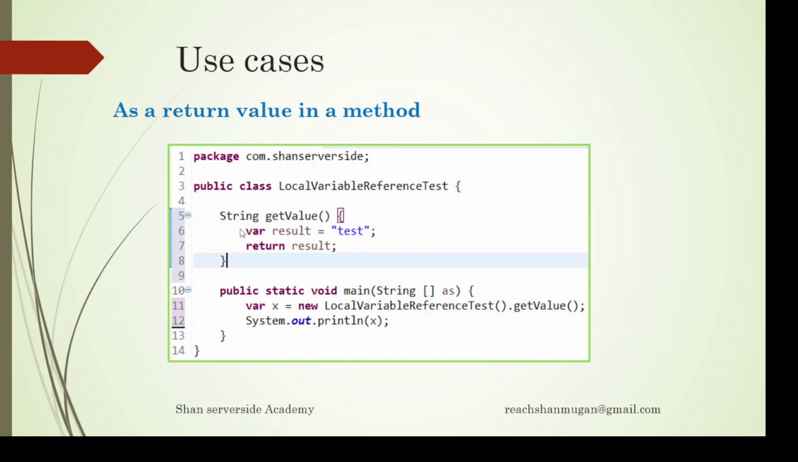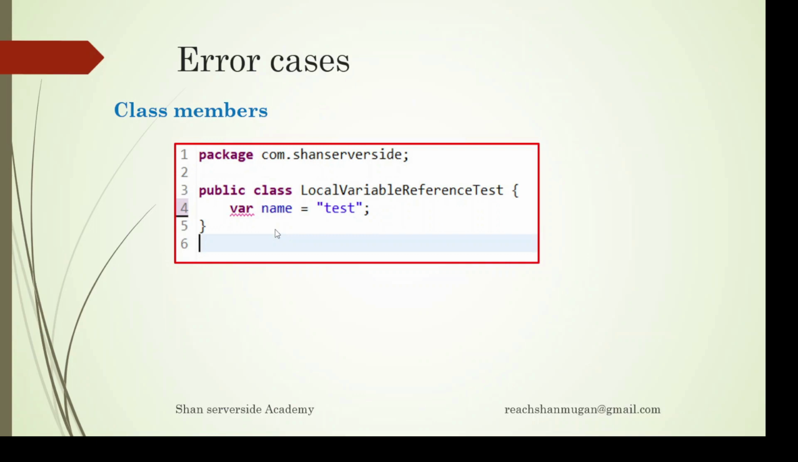And the next use case is that you can use it inside a method that returns a value. In line number 5, you are declaring a getValue method and the return type is string. Inside that method you can declare the result with the type var. So this is also a valid use case. We are done with all the valid use cases.